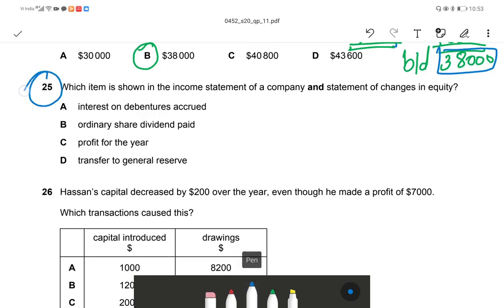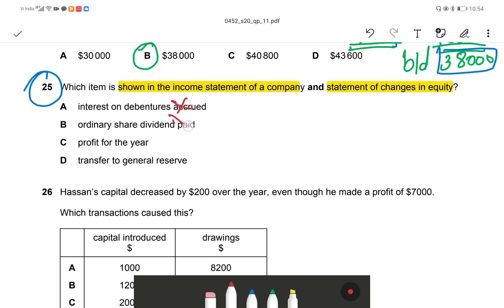25. Which item is shown in the income statement of a company and statement of changes in equity? Income statement, company calculates the profit of the company, and statement of changes in equity shows the changes in the equity part or capital fund of the business. First, they are given interest on debenture. Interest on debenture is the expense, it shows on the income statement only. So that is not correct.